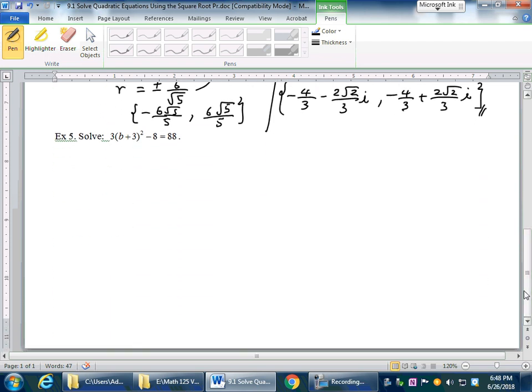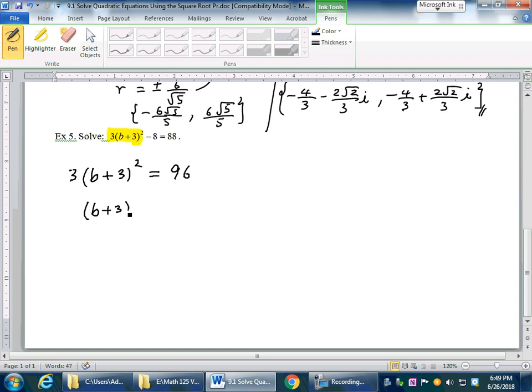Last example. As usual, if I cover up my square term, I don't see any variable in the other terms on both sides. So the square root property is applicable. Now I'm going to start my process of isolating the square term by itself. First we add 8 to both sides, so this will become 96. And then we divide both sides by 3.